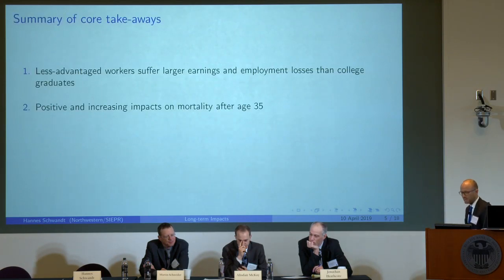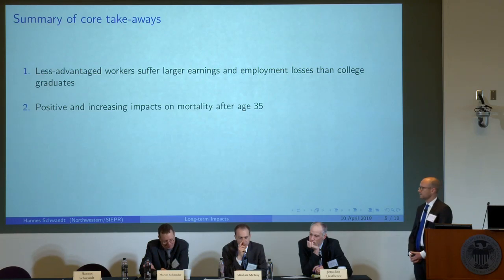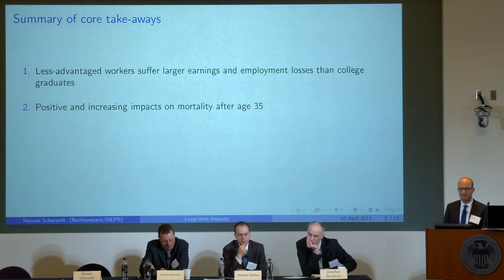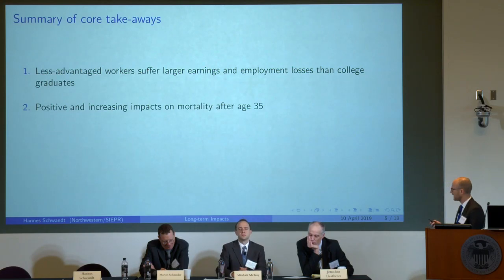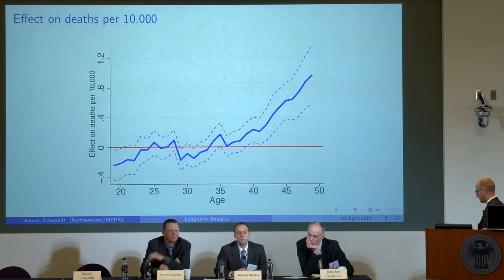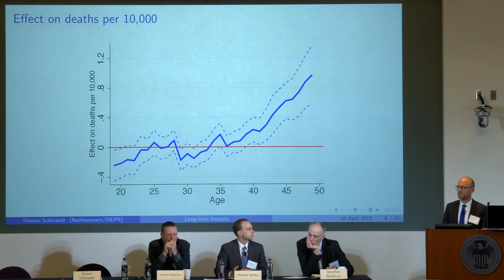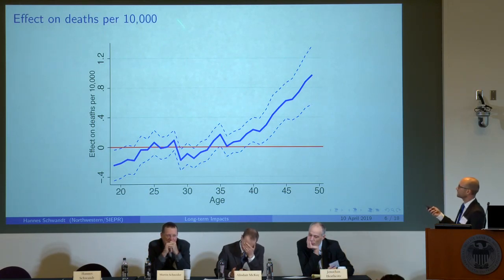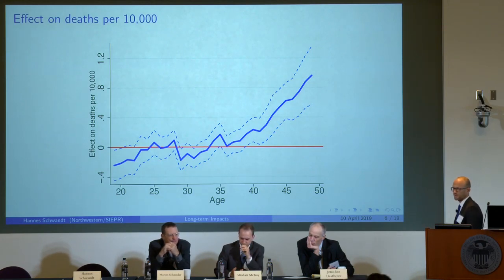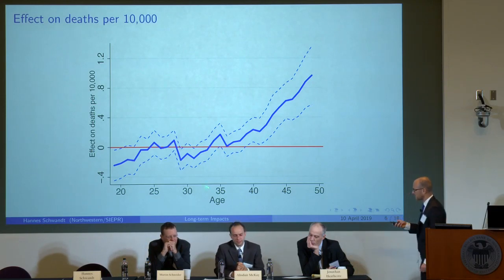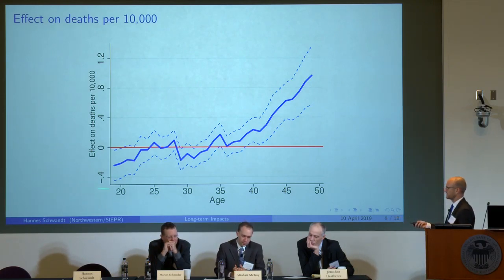Okay, so in terms of mortality, what we see is we find positive and increasing impacts on mortality after age 35. So let's look at this figure. What we plot here is again the effect of a 1 percentage point increase in the graduation year unemployment rate, but now it's the effect on deaths per 10,000. And on the x-axis here we have age, that we can think of like, typically graduation occurs around age 18, 20, and so this could also be thought of as years since graduation.